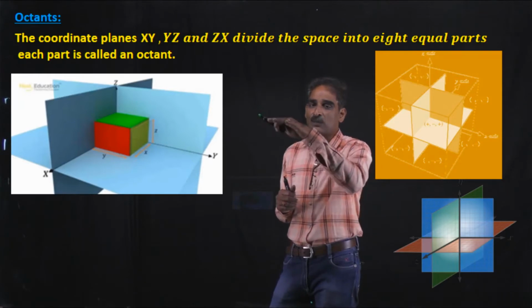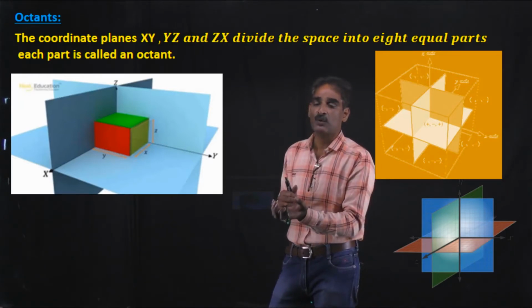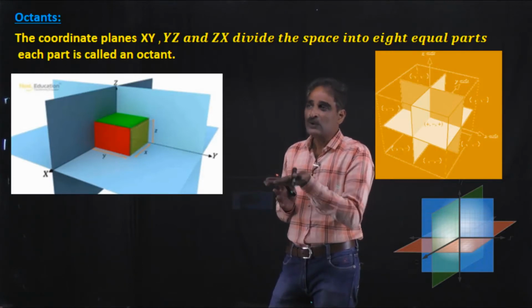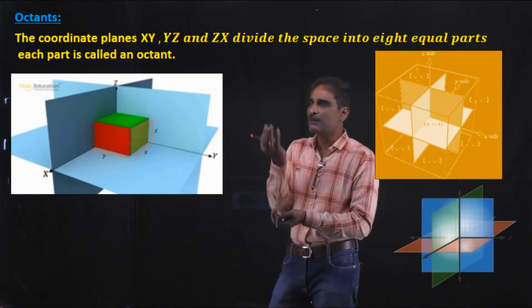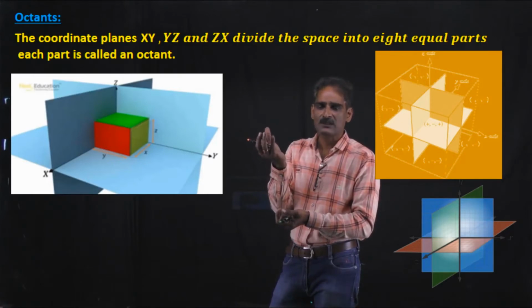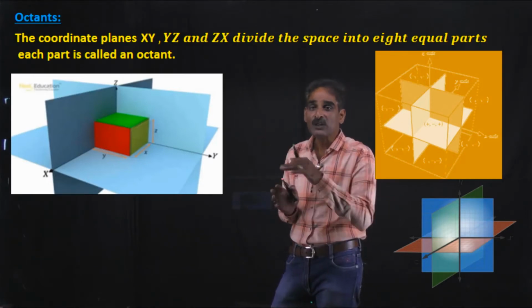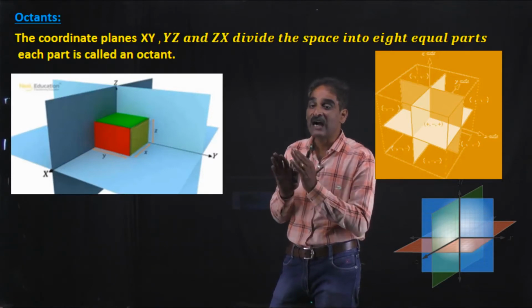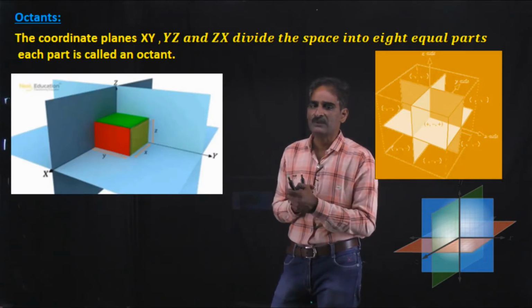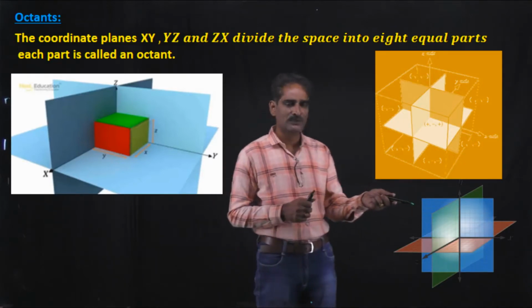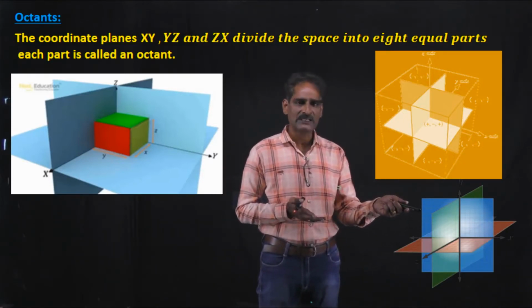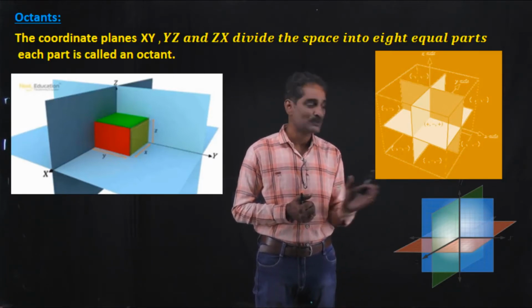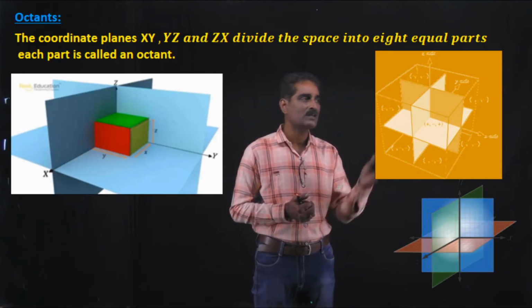The upper 4 parts are there and downwards there are 4 parts. Understand? The XY plane divides space into two parts, upper and lower. In the upper part there are 4 parts, in the lower part there are 4 parts. The total is 8 parts. These are called octants. Just see this figure. With the help of this figure we will get a clear idea of how the octants are formed with planes.